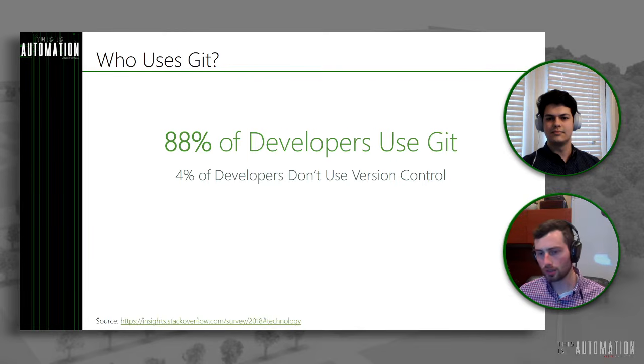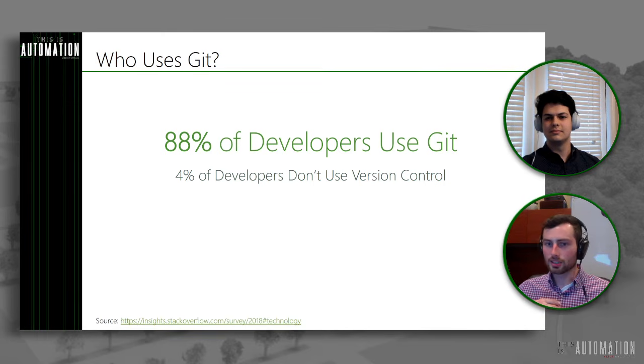So why did we choose to talk about Git specifically? Really, the main reason is that it's just one of the most popular version control systems out there. This is from a Stack Overflow survey from 2018. You can see the link in the bottom if you want to go fact check me. But 88% of professional developers are using Git as their version control system. An interesting note, only 4% are not using any type of version control. So the others are made up of a myriad different types of version control that we won't talk about today.